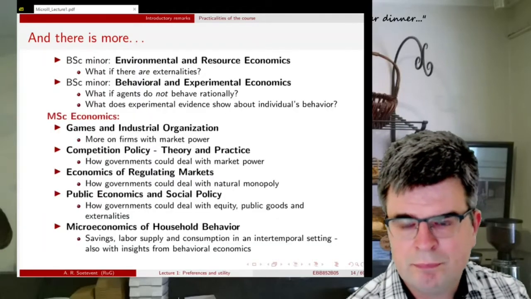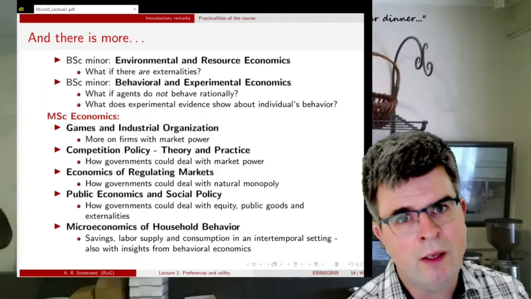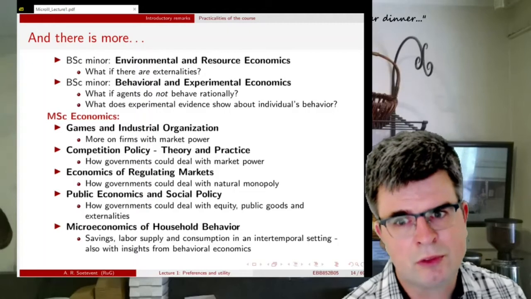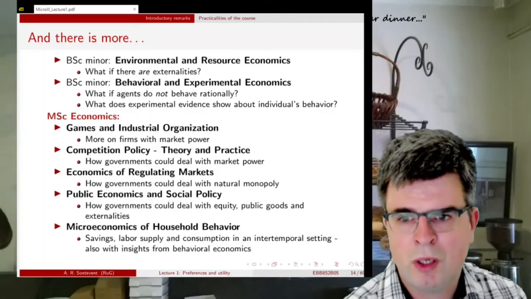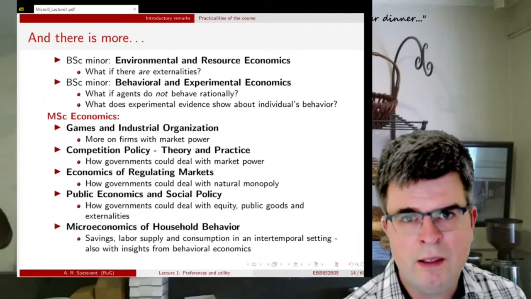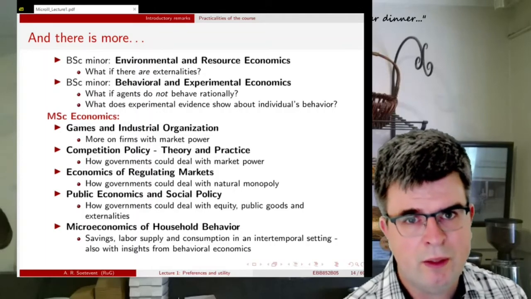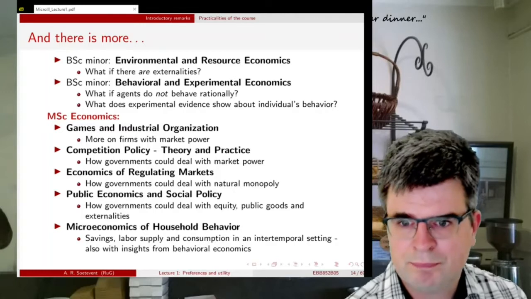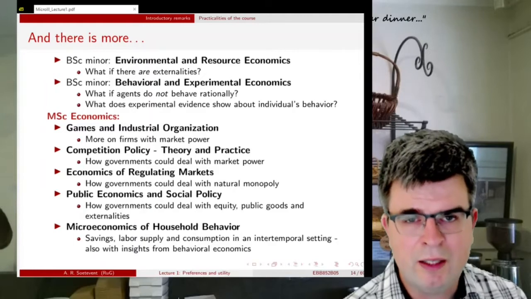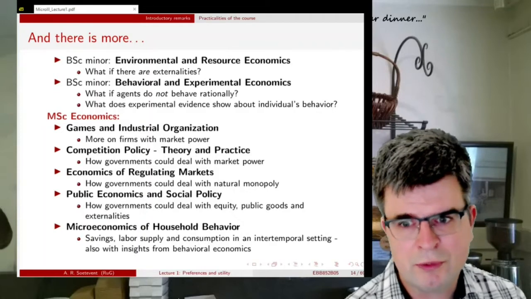Now, then in the master, once you've completed the bachelor, if you continue with the master in economics, you can again take a number of follow-up courses in microeconomics, including games in industrial organization, more on firms with market power, competition policy, which also deals with how to regulate the big tech firms, for example. Should we do something with Google and Facebook? The economics of regulating markets, so also the energy market. How should governments deal if there's a natural monopoly?